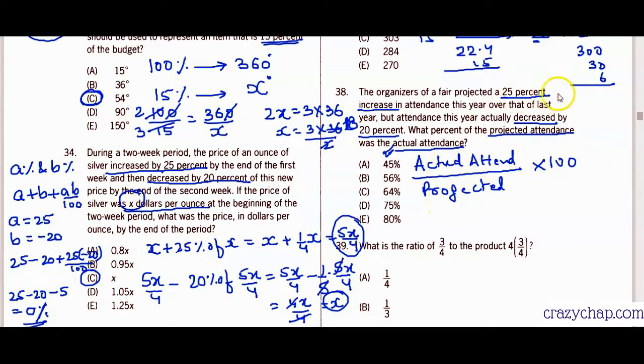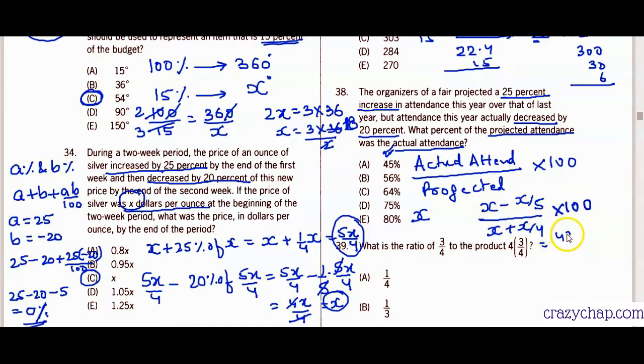So let's say initially the attendance was X. Because it was projected as a 25% increase, the projected attendance would be X plus X over 4, since 25% increase means 1/4 increase, right? Whereas the actual attendance became a 20% decrease. So it is X minus X over 5, since 20% decrease means 1/5, right? And times 100, we have to solve that. So we'll solve that now.